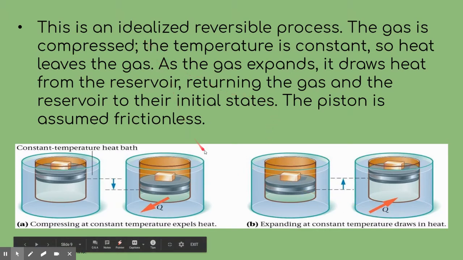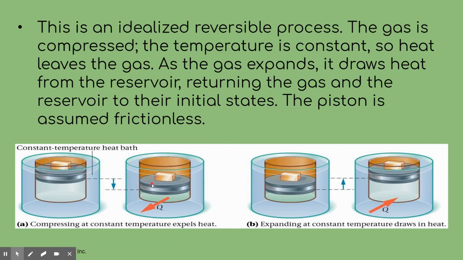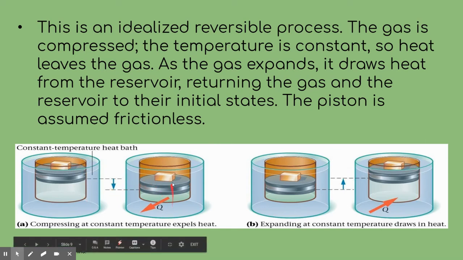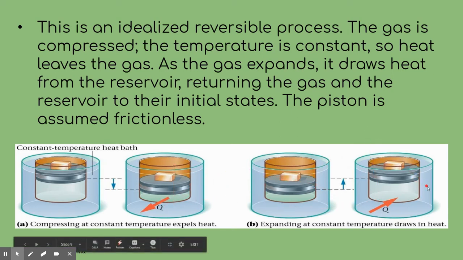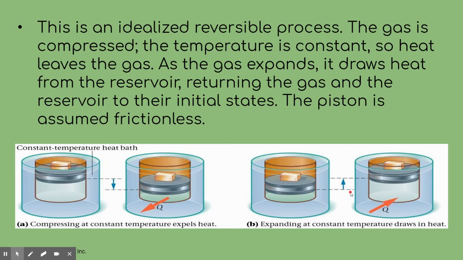In this example of an ideal reversible process, we can see that compressing and then expanding a gas at constant temperature, so the temperature is constant in both of these, we compress the gas and then we expand the gas, it's going to result in the system returning back to its original state. So this would be a perfectly reversible process.